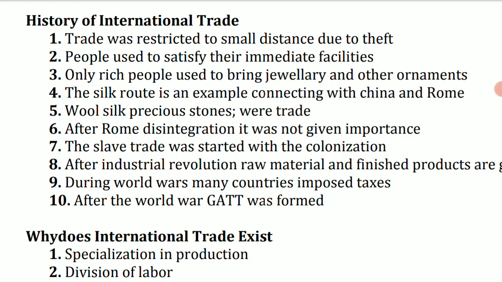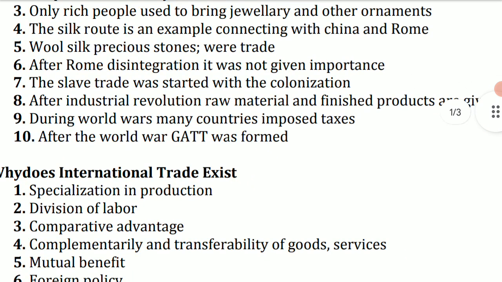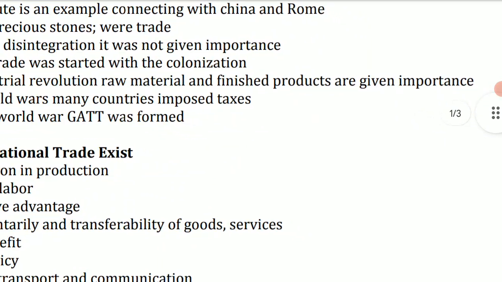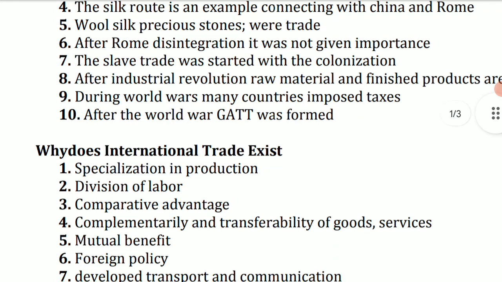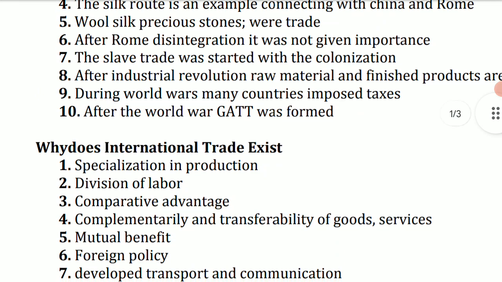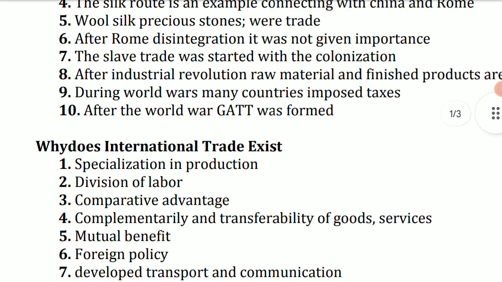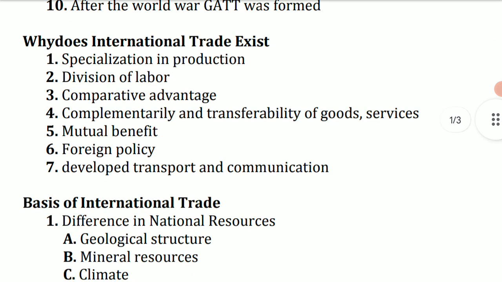After Rome disintegrated, trade was not given importance. The slave trade started with the colonization by Europe. After the industrial revolution, raw materials and finished products were given importance. During the World Wars, many countries imposed taxes. Then after the World War, GATT was formed. What is the full form of GATT? Let me know.